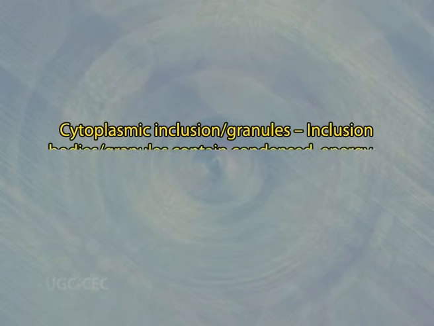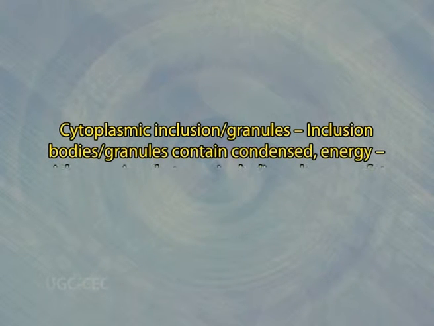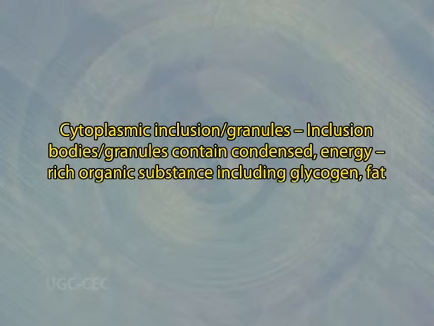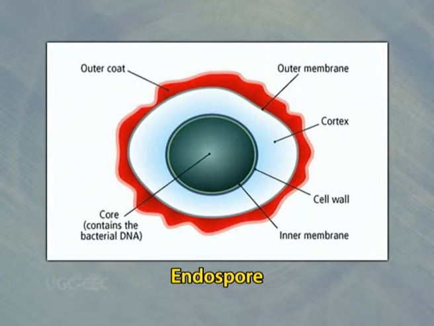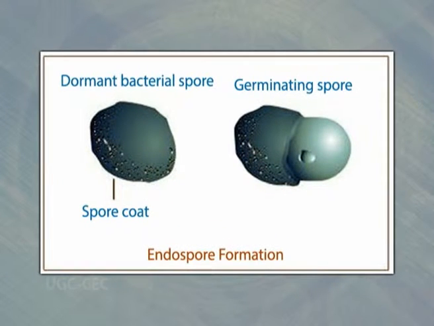Now, cytoplasmic inclusions or granules. Inclusion bodies or granules contain condensed, energy-rich organic substances including glycogen, fat and phosphate. Bacterial endospore. Only certain bacteria have endospores. This structure is called an endospore because it is produced inside a cell. An endospore is formed when the environment is not suitable for the bacteria to reproduce.